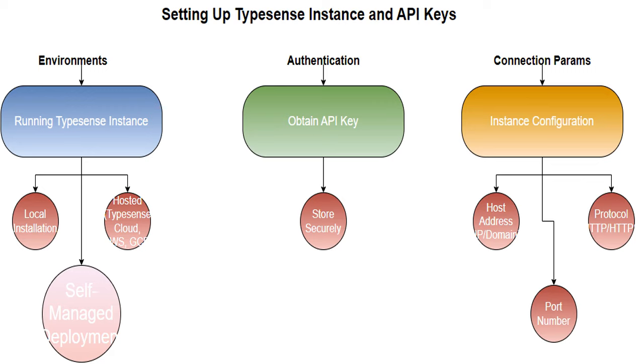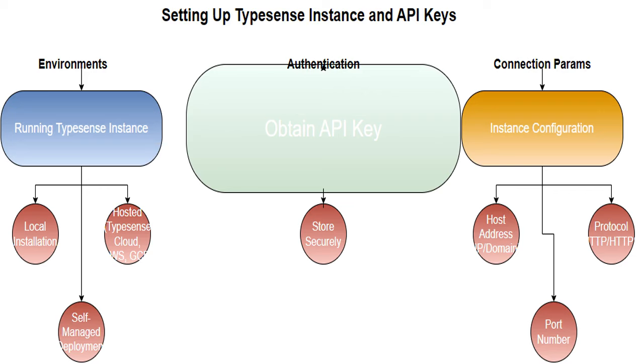Cloud hosting means using a service provider to run your Typesense instance. It offers scalability and ease of management but usually comes with a cost. AWS stands for Amazon Web Services, GCP means Google Cloud Platform, and Azure denotes Microsoft Azure. This involves setting up and maintaining your Typesense instance on your own infrastructure. This grants complete control but requires technical expertise and effort.